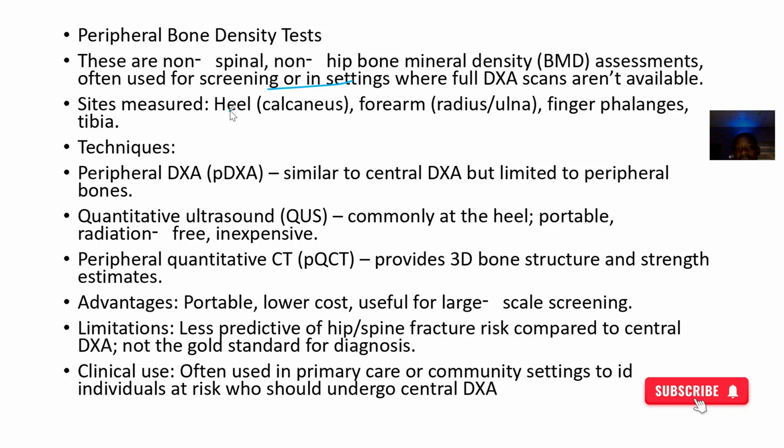So the sites mainly measured include the heel, that's the calcaneus, the forearm, that's around the radius and the ulna, the finger, phalanges, and the tibia. For techniques, we have peripheral dual-energy X-ray absorptiometry, quantitative ultrasound, and peripheral quantitative CT scans.